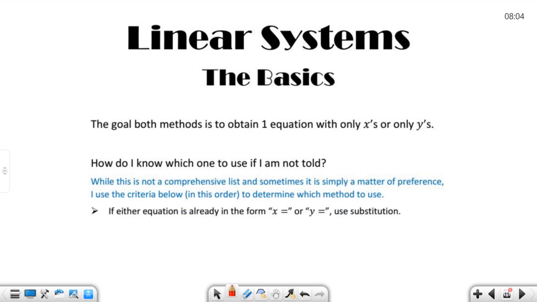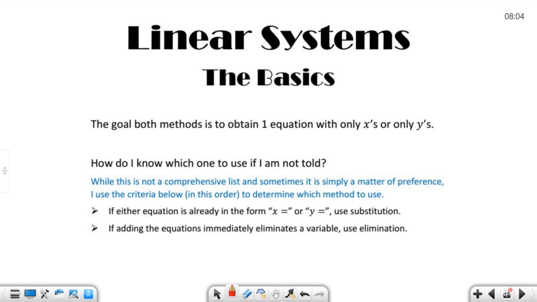So if either equation is already in the form x equals or y equals, I go straight to substitution, because I have x equals something in terms of y, or y equals something in terms of x. And I should clarify, there's no x's on the other side or no y's on the other side. Like x equals something just in terms of y. Y equals something just in terms of x. Or x or y equals a number, but no x equals something with x on the other side.